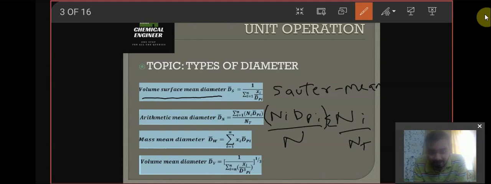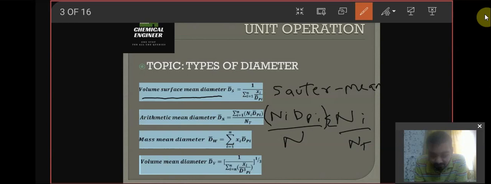So here we will number particles like 1 2 3 4 5. So one having a diameter of 1 meter, that is 1 multiplied by 1 divided by, suppose 5 particles are there, so 1 multiplied by 1 divided by 5 plus 2 multiplied by the number of particles having a diameter of 2 meter, then 2 multiplied by 2 by 5. So that is how we will calculate the arithmetic mean.